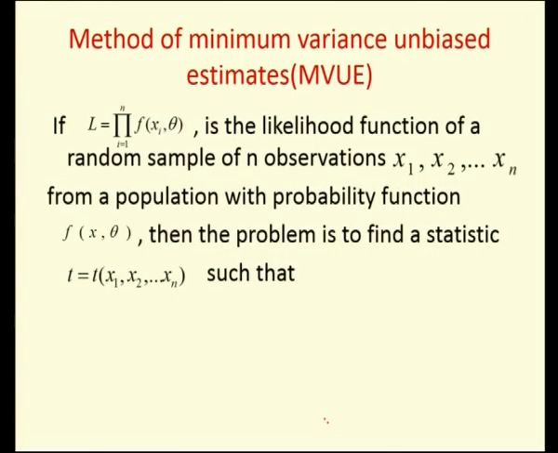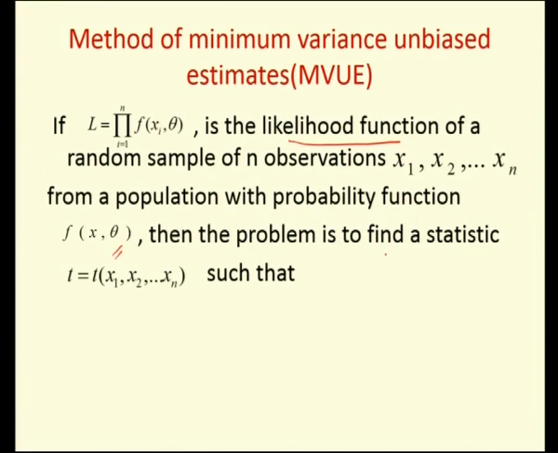Now, let us go to the next method, namely the method of minimum variance unbiased estimates. Look into the procedure. Let L equal to the product of f of xi comma theta be the likelihood function. Already I have discussed what is called the likelihood function. It is nothing but the joint density function, or the product of the density functions. So L is the likelihood function of a random sample of n observations x1 up to xn from a population with probability function f of x comma theta.